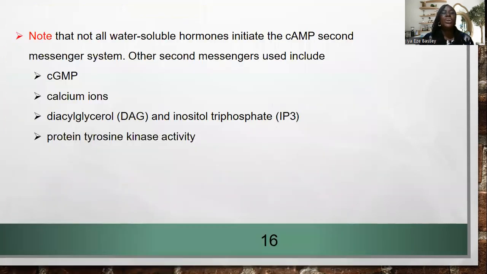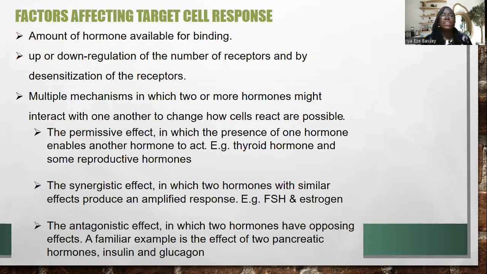All right. So we should note that not all water-soluble hormones initiate cAMP. Some others, like I've said, use cGMP, calcium ions, DAG, inositol triphosphate, or tyrosine kinase activity as second messengers. So, having looked at that, what are the factors that affect target cell response?